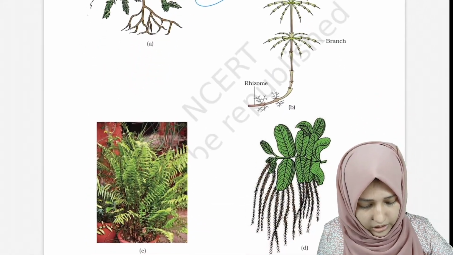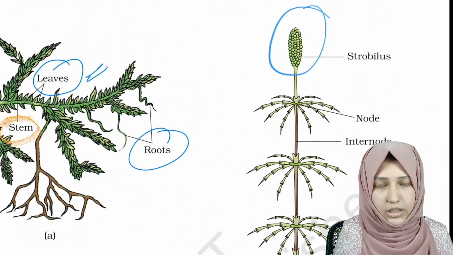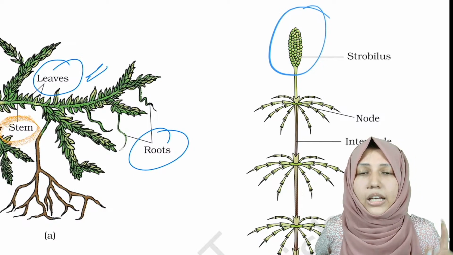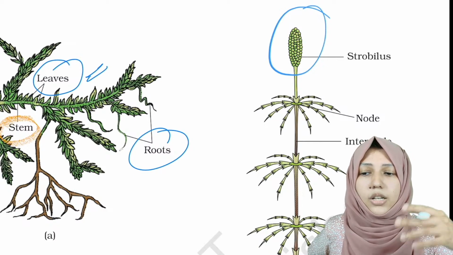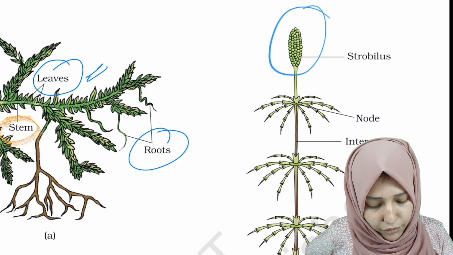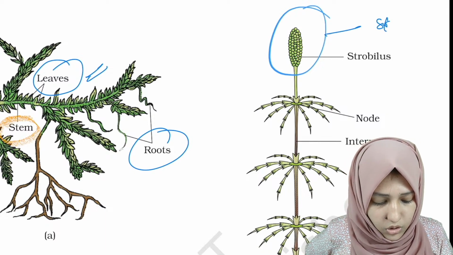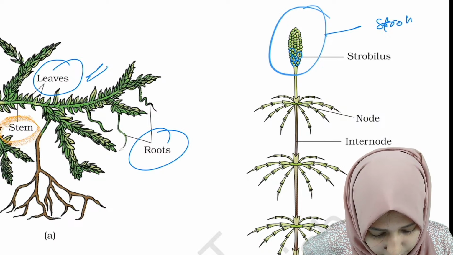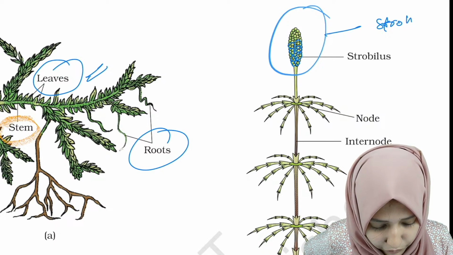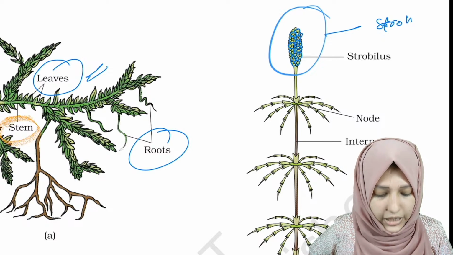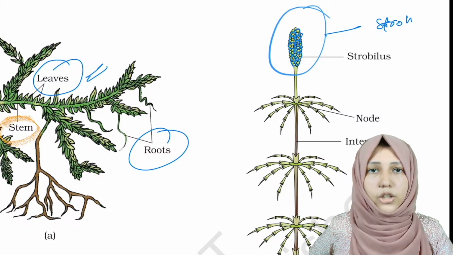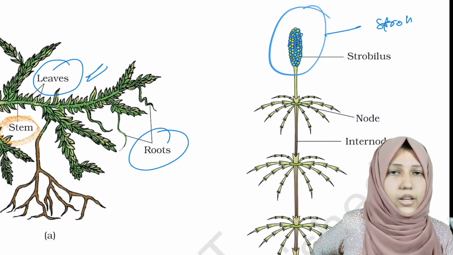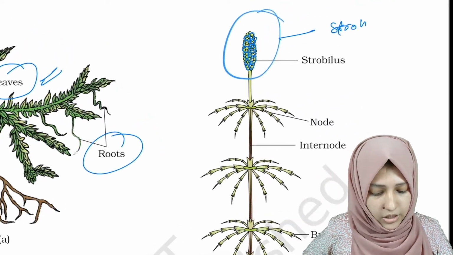The second one is Equisetum. We have said that certain organisms will form aggregation. Their aggregation of leaves can form strobili or cone. These are the leaves, or rather sporophylls. These sporophylls will aggregate to form a cone or strobili. And this is seen in Equisetum.